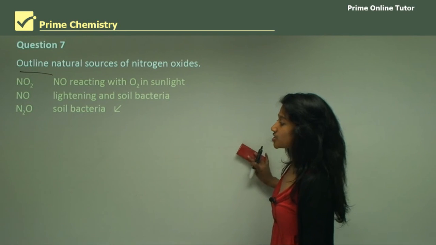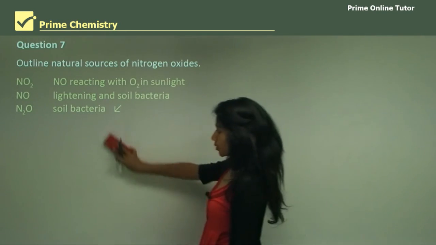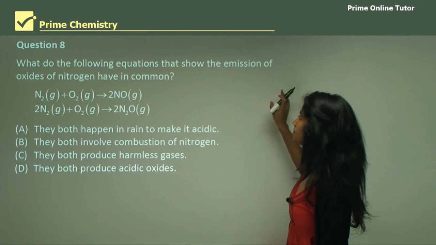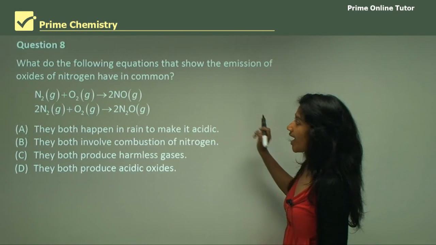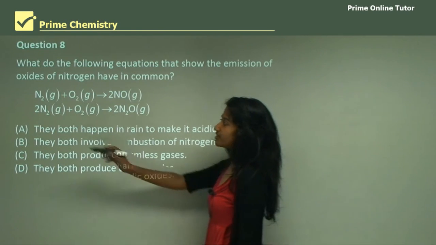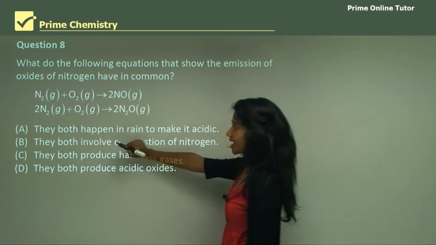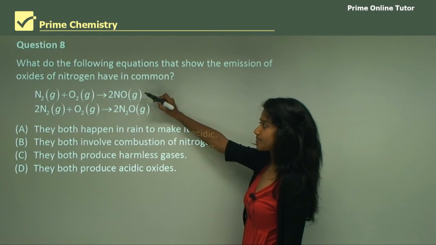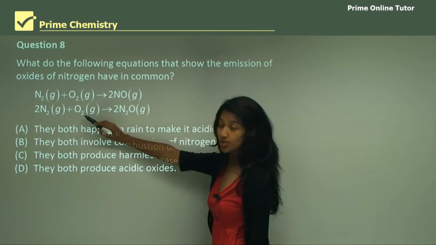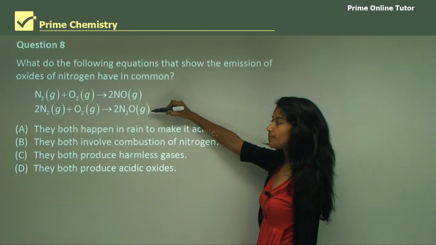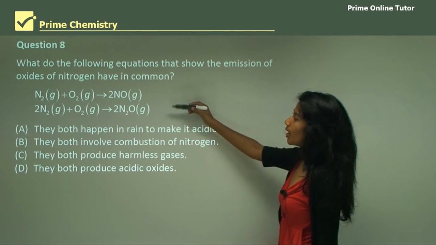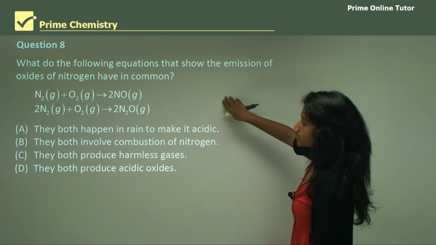Now let's move on to question 8. Question 8 is a multiple choice question. What do the following equations that show the emission of oxides of nitrogen have in common? So we have two different equations here. We'll look at them separately. We have nitrogen gas reacting with oxygen gas to form nitrogen monoxide, again in gaseous form. And then we have nitrogen oxide reacting with oxygen, but this time it's producing dinitrogen monoxide, in other words, nitrous oxide. So what do they have in common? And we have to see.